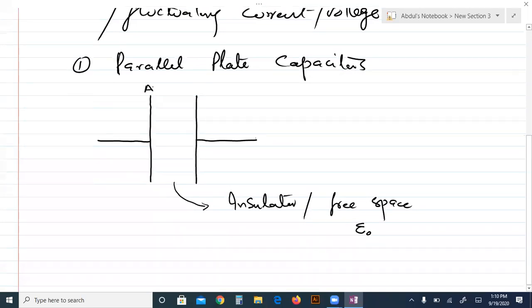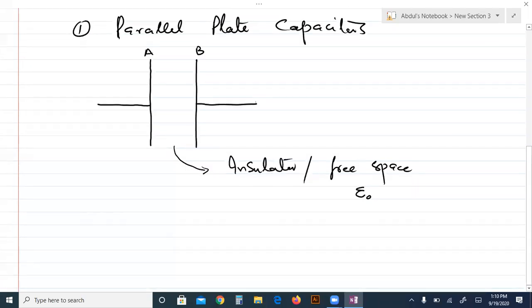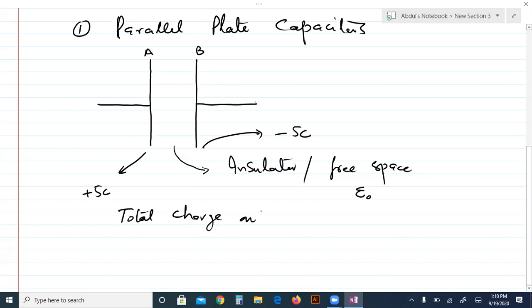Now this A and B are the plates which will store charges. Suppose A stores plus 5 coulomb charge, then the B will store minus 5 coulomb charge. That's why the total charge on the capacitor will be 0 because positive and negative cancel.